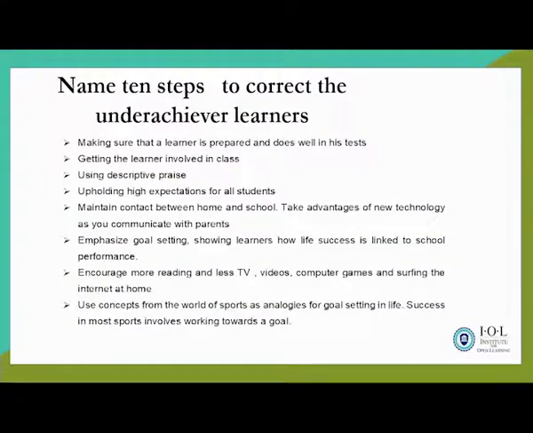Name 10 steps to correct the underachiever learners. As I mentioned earlier, there are different types of learners in a classroom. We have fast learners. They are determined. They work on their own, and in most cases, they don't need direction. And then we have what we call slow learners. From slow learners is where you get the type of underachiever learners.